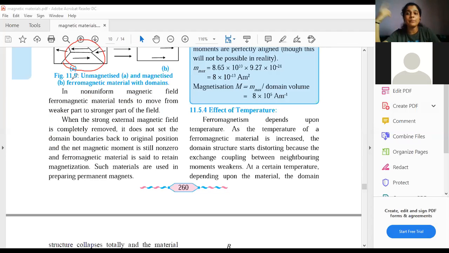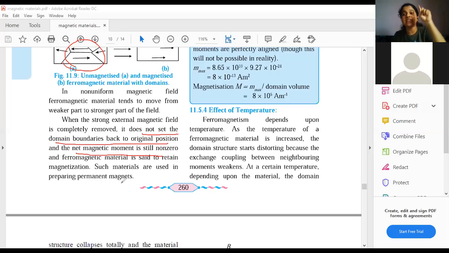This is not the case in paramagnetism, students. In paramagnetism, if you remove the external magnetic field, all the dipole moments will become random again, just like before. But that is not the case in ferromagnetism. When you remove the external magnetic field, it does not set the domain boundaries back to the original position, and the net magnetic moment is still non-zero.